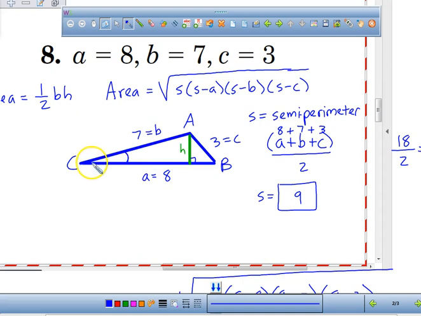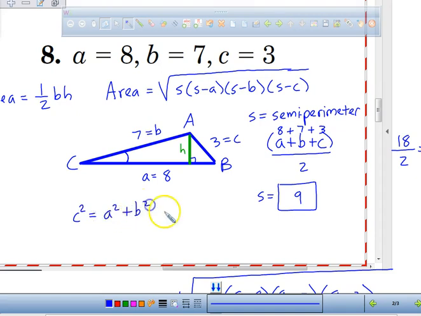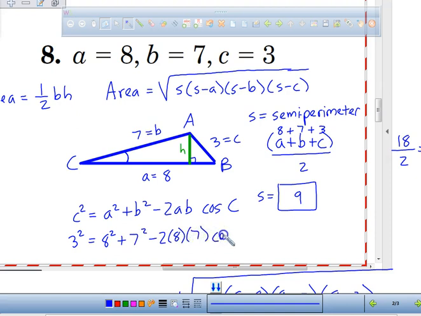So if you want to find the measure of this angle, we are going to put c squared equals a squared plus b squared minus 2 times a times b times the cosine of C. And I would write 3 squared equals 8 squared plus 7 squared minus 2 times 8 times 7 times the cosine of whatever angle C is. All right? So right now, I'm going to take this information and put a 9 right here.